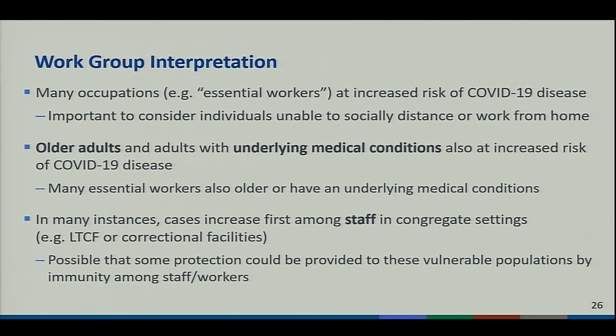And in many instances, cases increased first among staff in congregate settings, such as long-term care facilities or correction facilities. And the work group feels that it's possible that some protection could be provided to these vulnerable populations by immunity among the staff and workers.